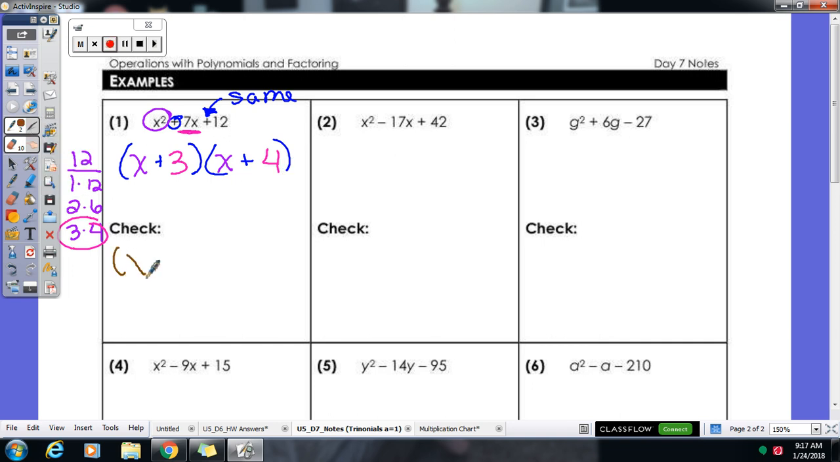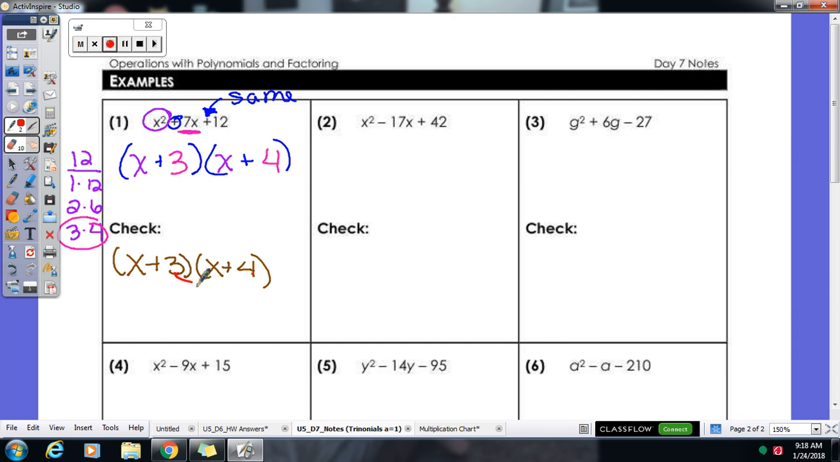So now when we check, you don't have to multiply the whole thing out. We check by using what we call little smile, big smile. And all you're checking is that middle term, because I know x times x is x squared. I know 3 times 4 is 12. I just got to make sure we got that 7 in the middle.